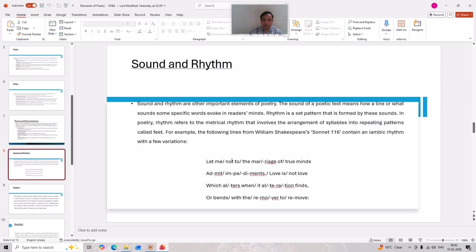So this is a kind of analysis that divides these lines of poetry, particularly William Shakespeare's sonnet number 116, into sound patterns, following the set rhythm pattern and the feet which are involved in it. This is the analysis of these lines on the basis of sound and rhythmic pattern, the rhythmic feet that it has followed.